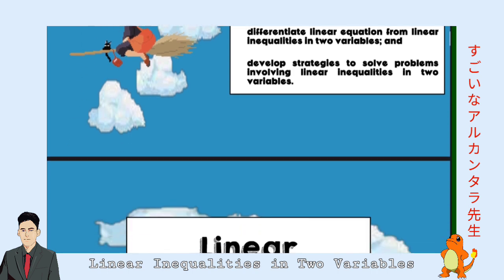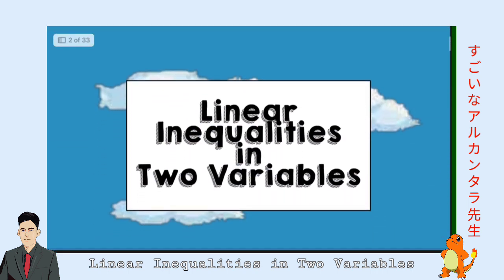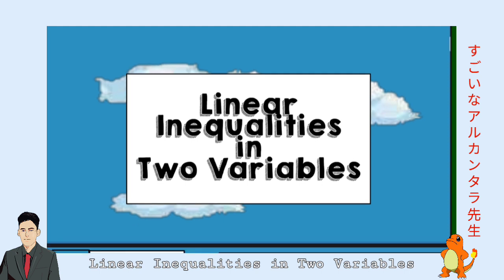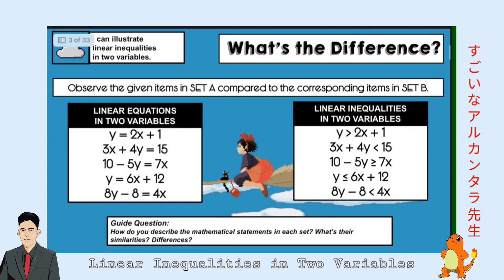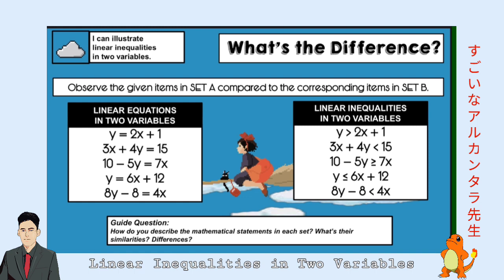So again, our topic is about linear inequalities in two variables. The first thing I would like for you to look at is this one right here. We're being asked about the difference between set A, which is linear equations, and set B, linear inequalities. You have the same terms given, as you can notice, and it is by design, so that you can easily identify what makes them similar and what makes them different. Because at the end of it all, there are similarities amongst our differences.